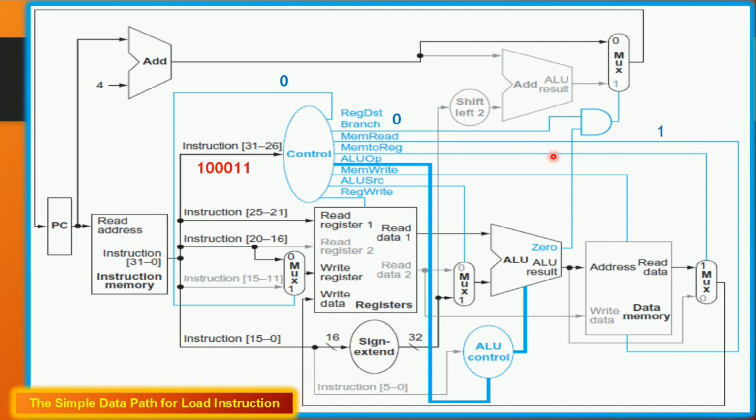Next, MemtoReg. I have to load the value from the data memory, not from the ALU. The ALU is having only the address. So I have to load the data from the data memory. So this MemtoReg signal also will be asserted.